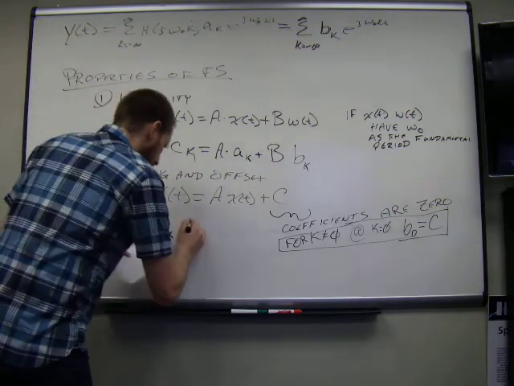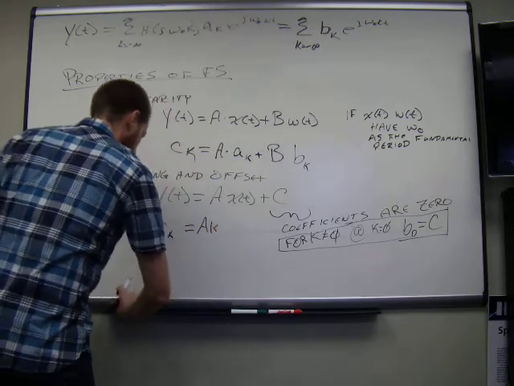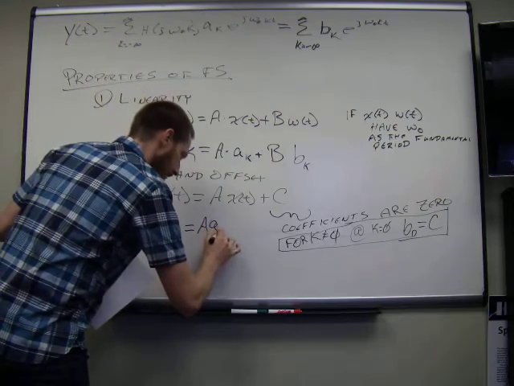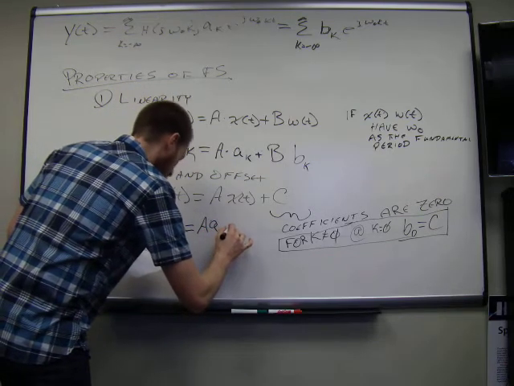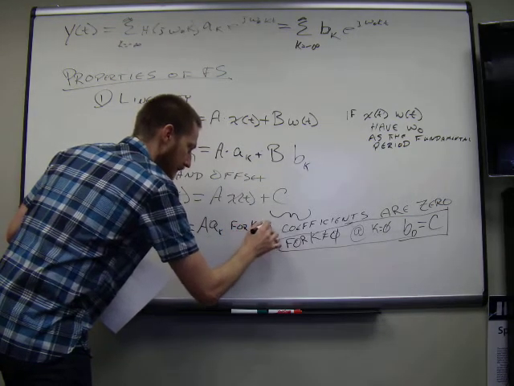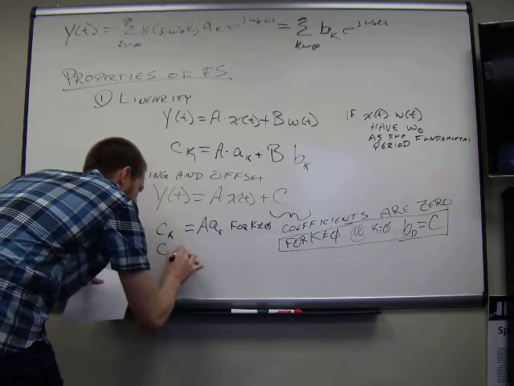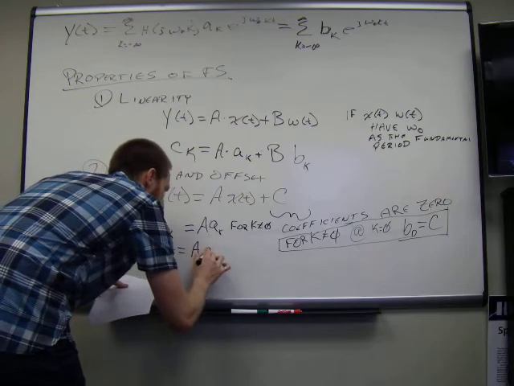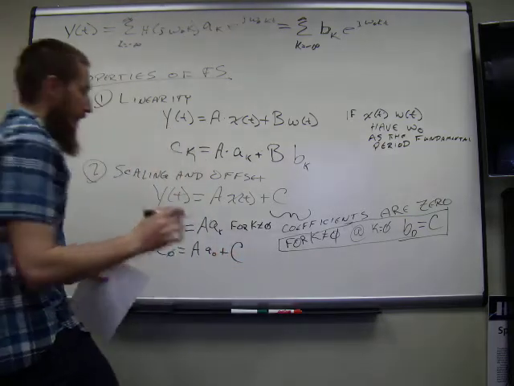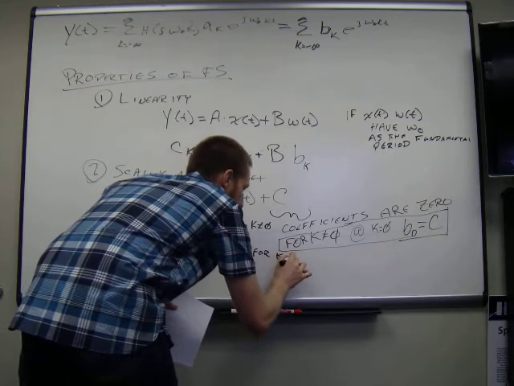So c of k is equal to a times little a of k, for k not equal to 0. And c of 0 is equal to a of 0 plus c for k is equal to 0.